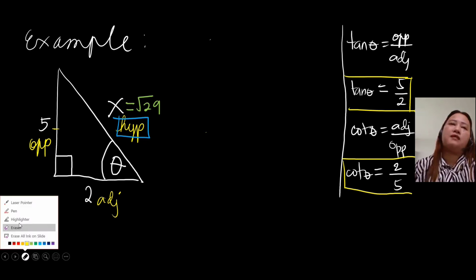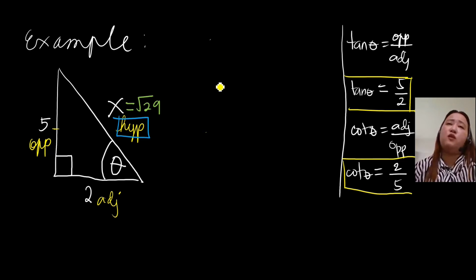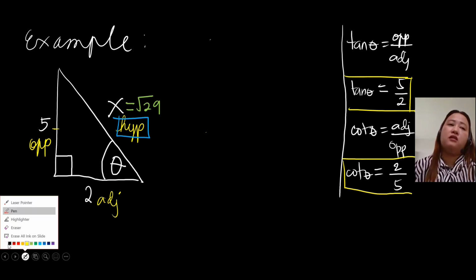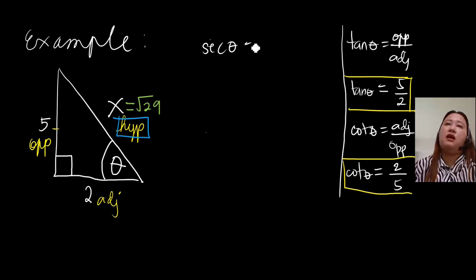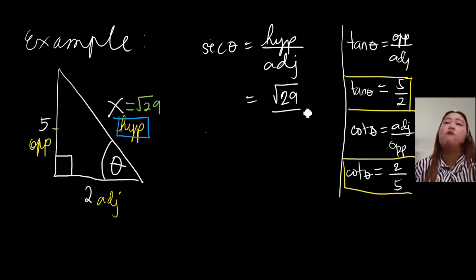Okay, so the next reciprocal that we can solve, again, it is up to you which one you would like to solve first. After cotangent, we can have secant theta. Secant theta is equal to hypotenuse over the adjacent. Substituting, hypotenuse is square root of 29 over adjacent of 2. This cannot be reduced anymore, nothing to cancel. So this will be the answer.